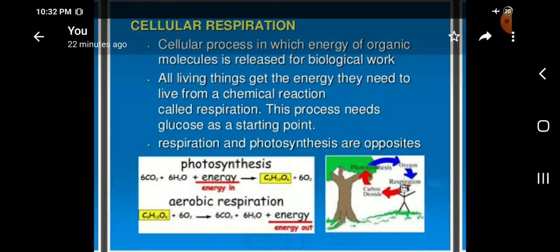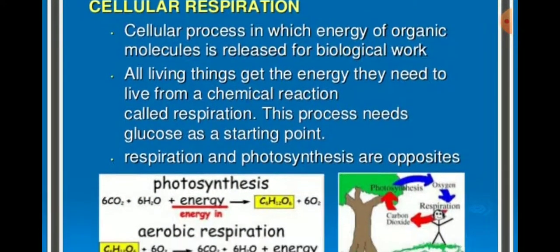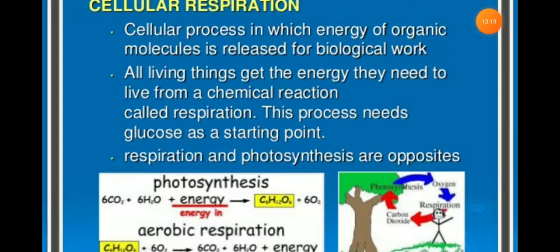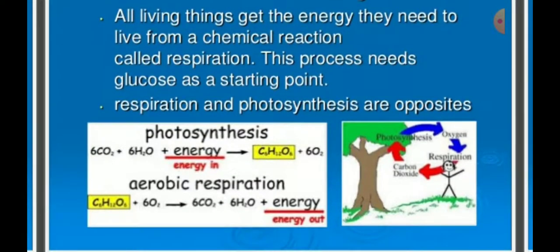Then cellular respiration. What is meant by cellular respiration? The cellular process in which energy of organic molecules is released for biological work. All living things get the energy they need to live from chemical reactions called respiration. This process needs glucose as a starting point. Respiration and photosynthesis are opposites. Listen, photosynthesis: 6CO2 plus 6H2O plus energy gives C6H12O6 glucose.